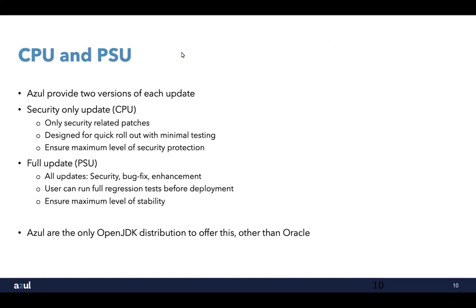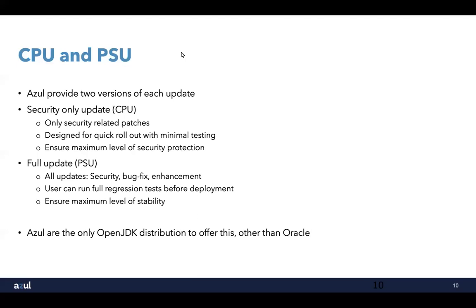Now, another thing to be aware of when you're looking at distributions is the fact that each update is delivered by Oracle for the Oracle JDK in two forms. There's what's called the CPU and the PSU. And Azul matches what Oracle provide, so we also deliver both the CPU and the PSU. Now, CPU is a security-only update. What you get there is only the changes that are related to security vulnerabilities. And if you look at the typical update, you'll find that there's not that many changes related to security. Number of CVEs that get addressed is anywhere from about 2 or 3 up to at most less than 20. So we're talking about a very small set of changes there.